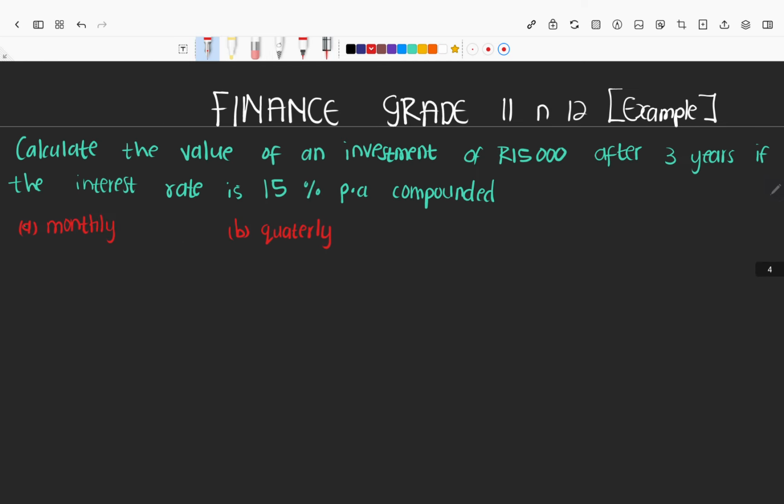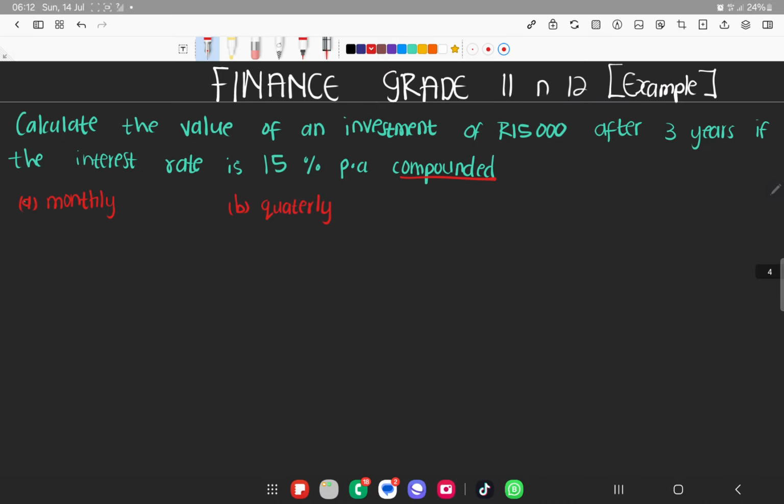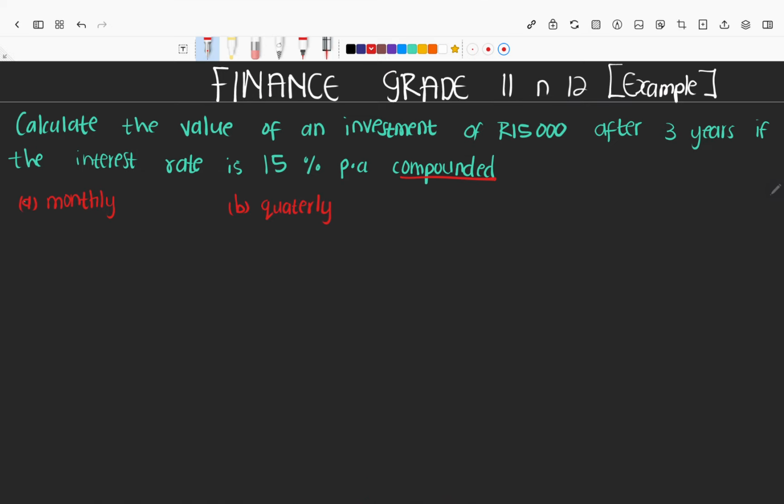The word compounded just tells us that we're going to use a compound interest formula for both scenarios, A as well as B, because they are using the same scenario. It's just that here they say compounded monthly and in B they say compounded quarterly. So now this is our solution.